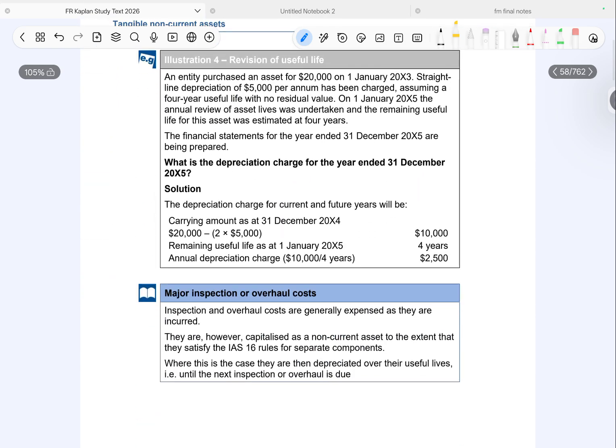Okay, let's look at illustration number 4. An entity purchased an asset for 20,000 on 1st January. Straight line depreciation of 5,000 per annum has been charged, assuming a 4-year useful life with no residual value. On 1st January, the annual review of the asset life was undertaken, and the remaining useful life of the asset was estimated at 4 years.